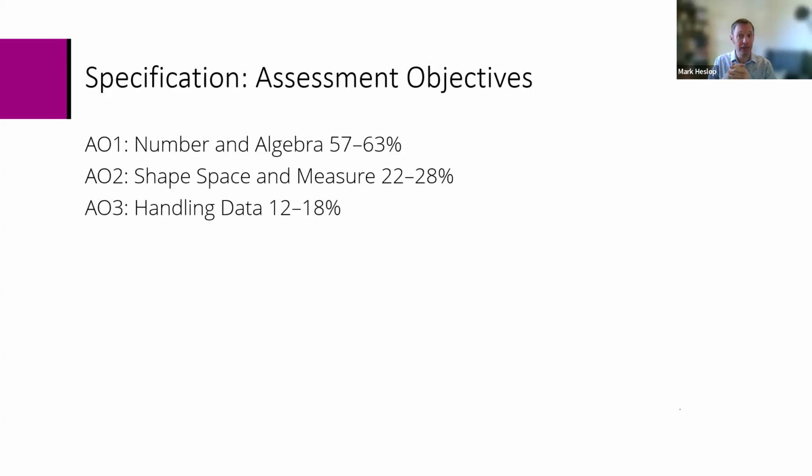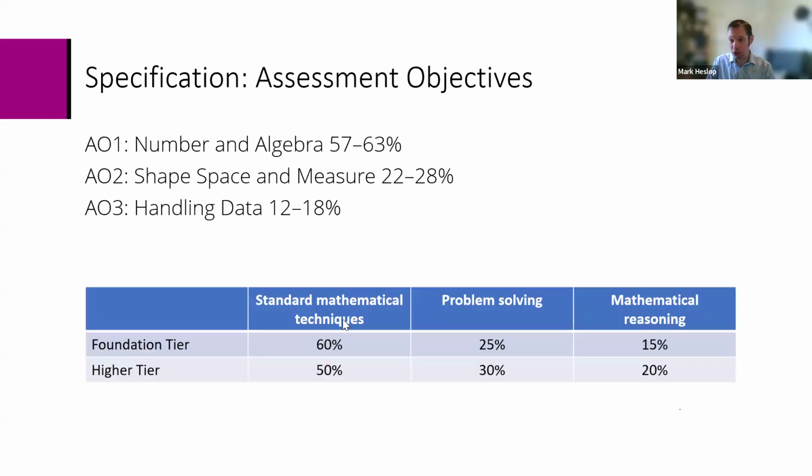And that's why I say, if you look at a linear paper and a modular paper without the cover, you actually won't be able to tell the difference unless you look at the content that's being assessed. Likewise, in terms of the skills that we're assessing, we've got requirements for standard mathematical techniques, problem solving and mathematical reasoning. It's exactly the same as it is in the linear papers. As you can see, a lot of people aren't aware of this. There's actually a slightly higher percentage of standard mathematical techniques in foundation tier.